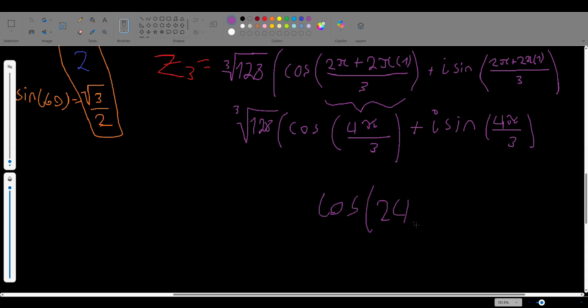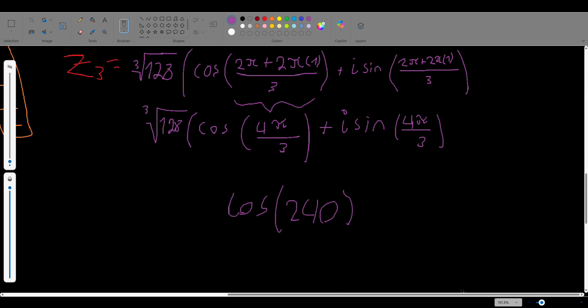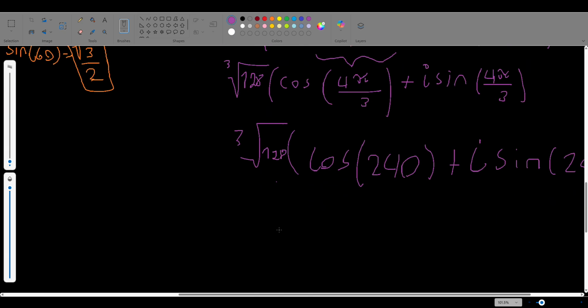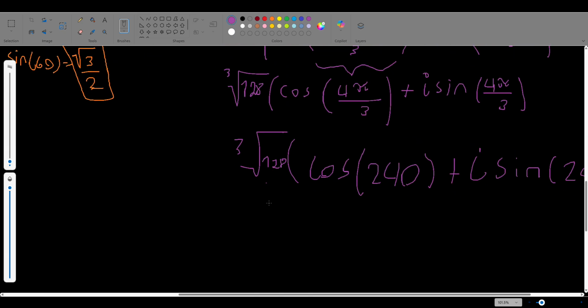The cosine of 240 plus I times the sine of 240. Okay? And we're going to multiply all of this by, of course, the third root of 128. Obviously, that's not something we're going to calculate here, but you can do it on the calculator. But they should take it on the test the way it is, if you just put it like that.